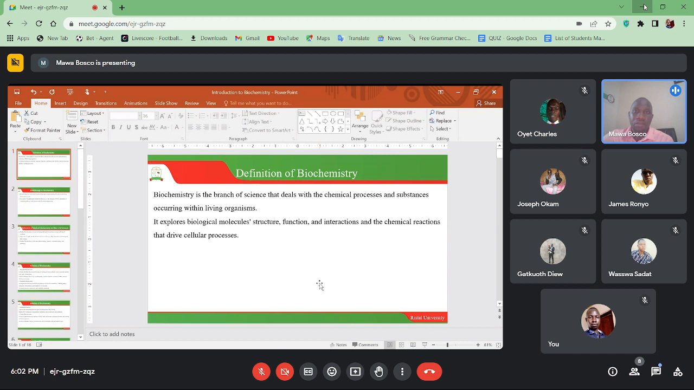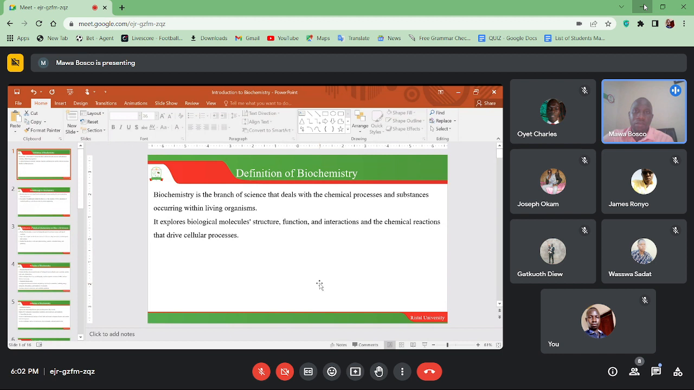All right, so that is basically what biochemistry is. It deals with the study of chemical reactions of substances within organisms. We look at the chemical structure of these molecules, their function, and their interactions within the cells.